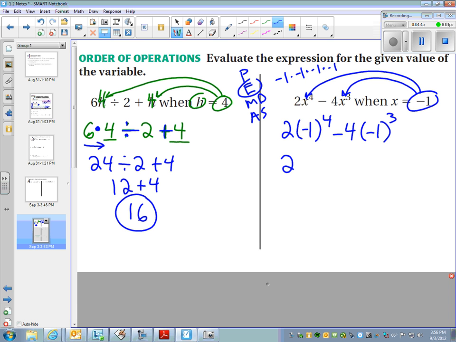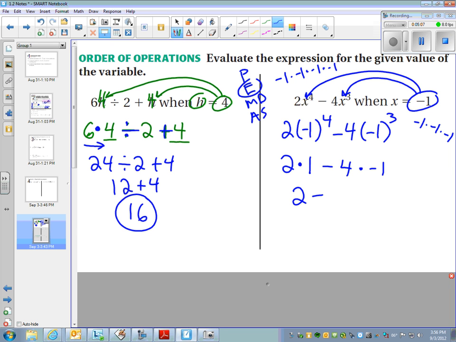That gives us 1. -1 to the 3rd is -1 times -1 times -1, which gives us -1. Well, I can do that in parentheses or with the dot. Either way, I get the same thing. So now we have multiplication. Multiplication is on the same level, so we can do both of them at the same time.